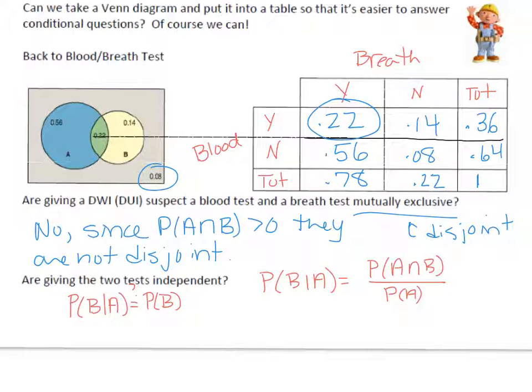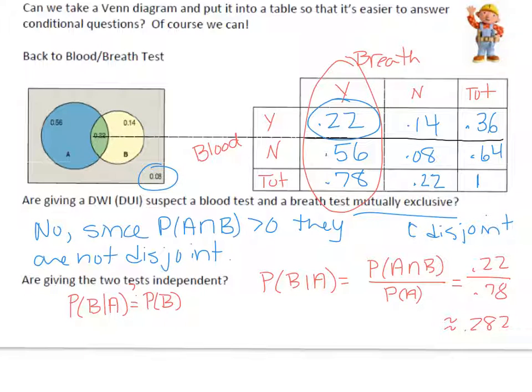And P of A intersect B is the intersection of the blood and breath test, which is the 0.22, divided by P of A. So P of A is the entire circle on the left-hand side, that big blue circle in your notes, or at least on my screen here. So that's the 0.78. And that's the probability that you got a breath test. That's where the 0.78 is coming from. So 0.22 divided by 0.78 is approximately 0.282.